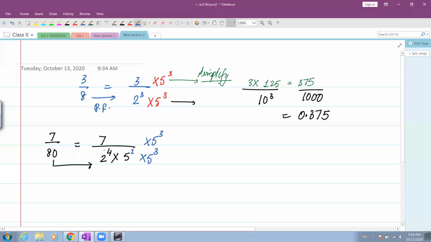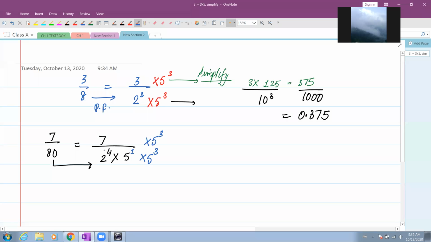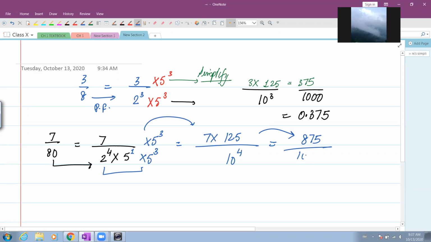I have 2 raised to the power 4. I would like to have 5 raised to the power 4. And to complete that, I'm multiplying my fraction with 5 cube in the numerator and in the denominator. And after this, the denominator as such becomes 10 raised to the power 4, whereas the numerator on simplification, 7 multiplied with 125 gives me 875. And your denominator is now 10,000 and you can convert it into a decimal number.